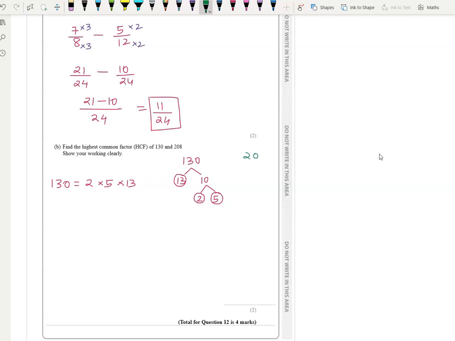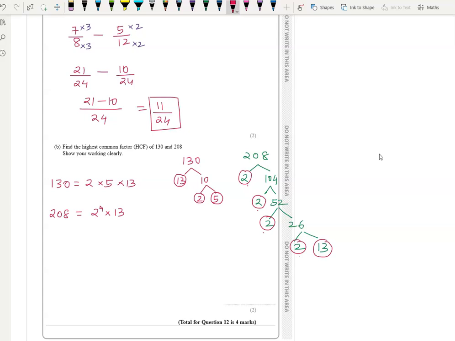Now 208, we can do it by 2. So it is 2 times 104. Again 104, you can write 2 times 52, half of 104. 52 you can write 2 times 26. 26 is 2 times 13. Circle all the numbers which have no branches, and make sure that these numbers that you circle are all prime numbers. So we have 1, 2, 3, 4: 2 to the power of 4 times 13. So 208 is 2 power 4 times 13. This is how you get your product of primes.